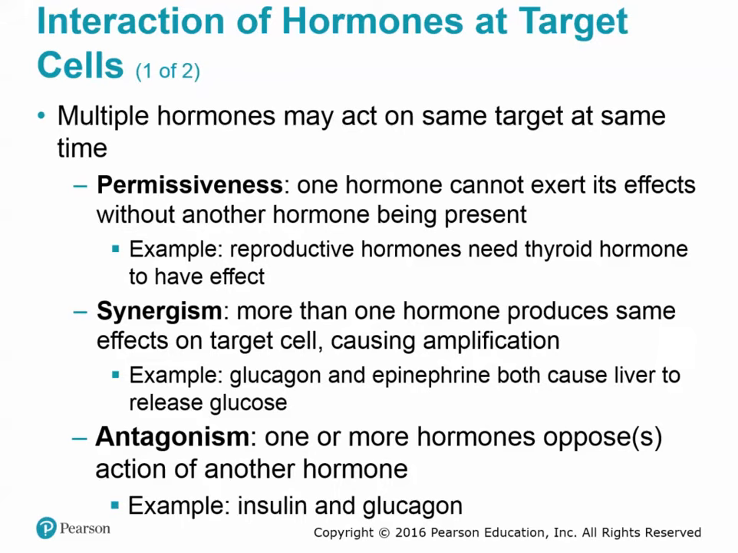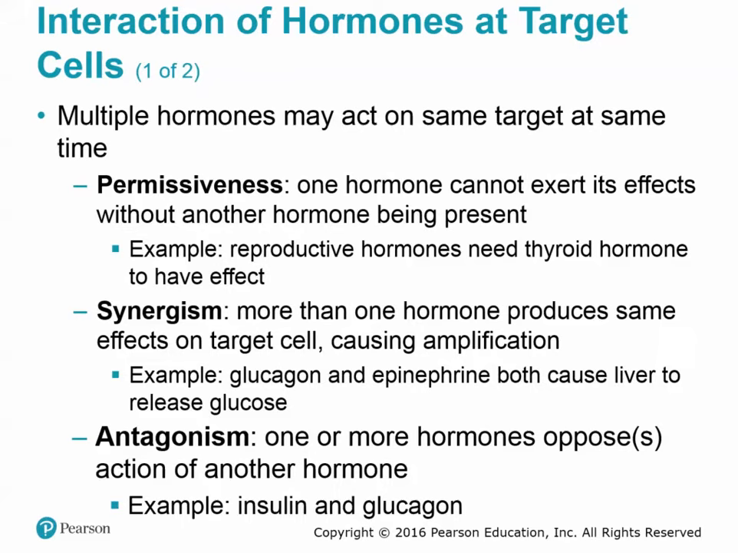And then the third type of interaction is antagonism. This is where one or more hormones oppose the action of another hormone. Think of your English classes, right? In stories, you have the protagonist, the main character, and then you always have an antagonist that's going to oppose or be against your main character. So with antagonism, the two hormones are opposed to one another, and they essentially are going to do the opposite. In this example, insulin and glucagon.